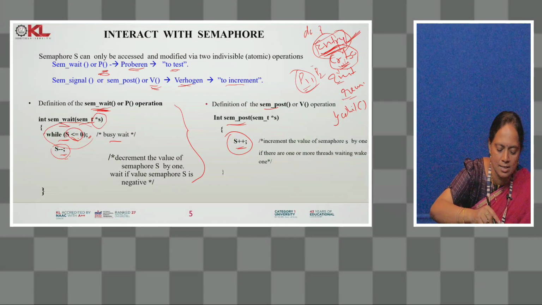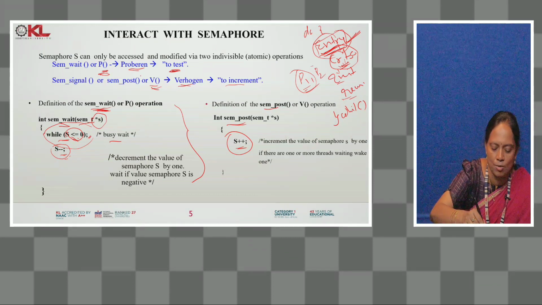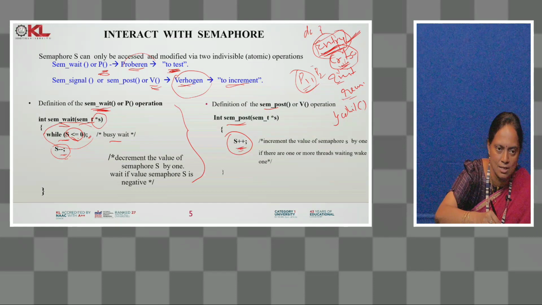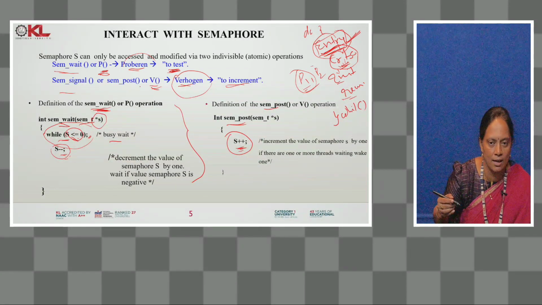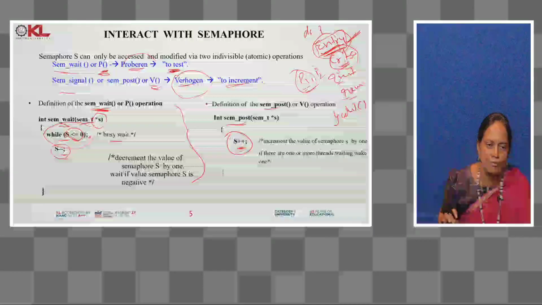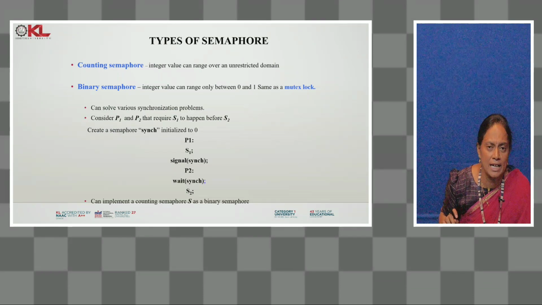So here in sem wait, what we are doing is testing and decrementing. Proberen means to test; that is the meaning of this Dutch word. Verhogen means to increment. So here we are simply incrementing, and there we are testing some condition and decrementing. That's why in some references sem wait is denoted by P and sem signal is denoted by V. These are the two main functions if you want to interact with semaphores: sem wait and sem post.